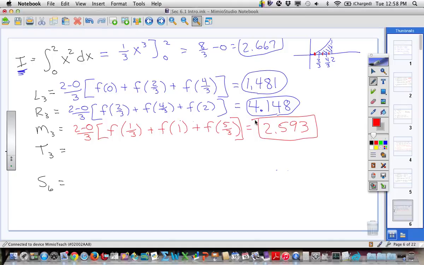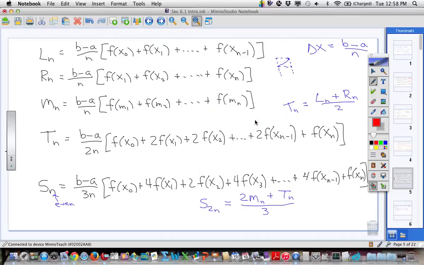All right, trapezoid. Now, I want to write this out both ways. I want to write it out the long way, just because I want to practice doing that. But if I was really doing this on a quiz, and I've already done L3 and R3, then wouldn't you just use this? Right? If I've already done L3 and R3, just average them, and that gives me T3. Don't do it the long way.